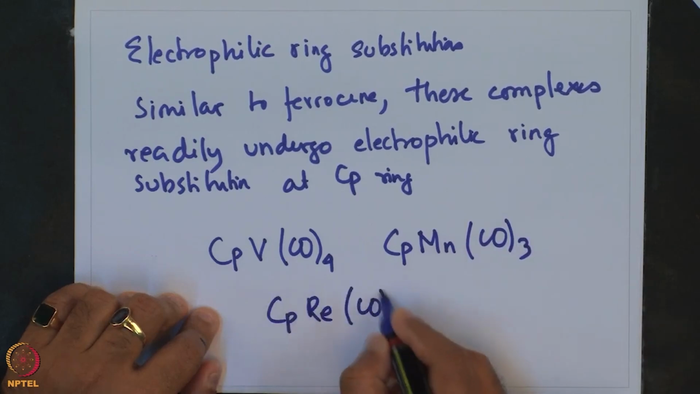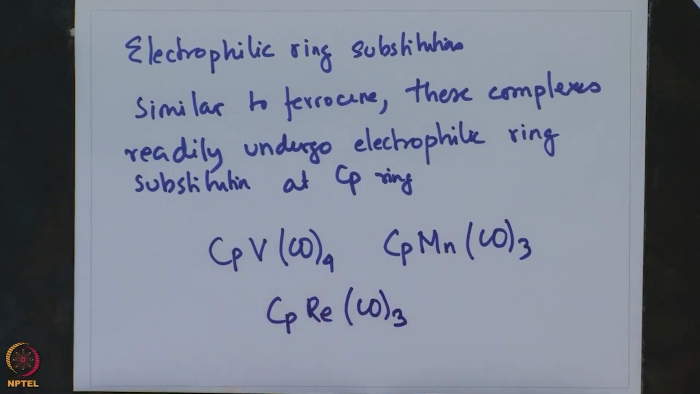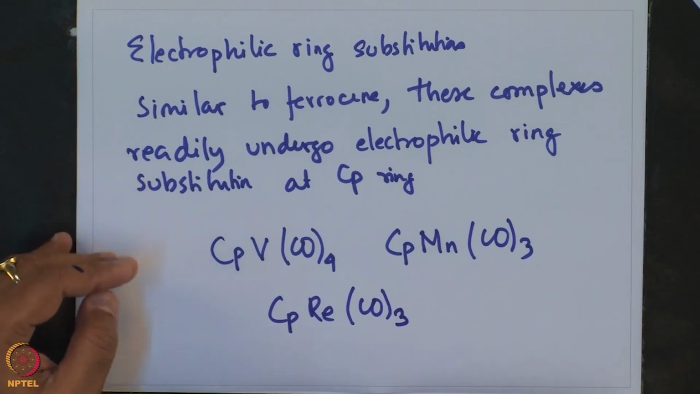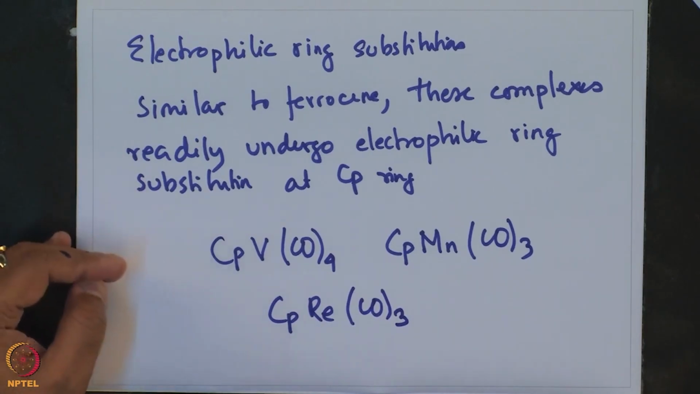CpRe(CO)3. This parallels the reactivity seen in ferrocenyl complexes, where electrophilic substitution was facile at the cyclopentadienyl ring, and even in half sandwich cyclopentadienyl metal carbonyl complexes we see the same trend, that electrophilic substitution at the cyclopentadienyl ring is also facile.